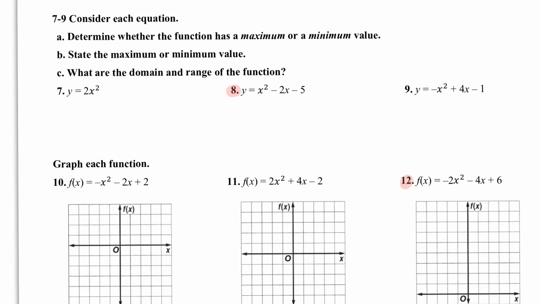Here it says we want to do 3 things. For questions number 7 through 8, A, we want to determine whether the function has a maximum or a minimum value. B, we want to state the maximum or minimum value. And C, what are the domain and range of the function. So number 8, let's understand what the equation is telling us.